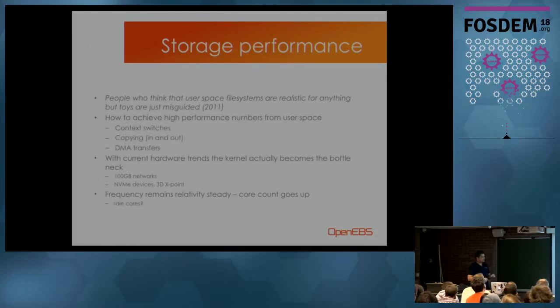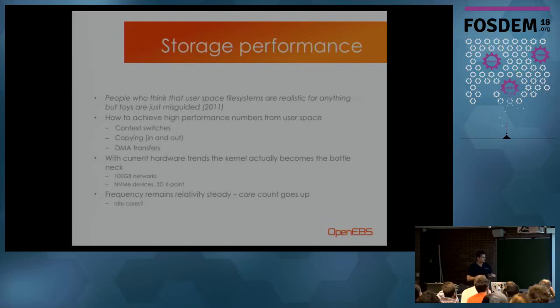Besides that, the kernel actually becomes a bottleneck, right? We are moving towards 100 gig network devices. If this is interrupt-driven, the kernel can't really make forward progress. It gets interrupted every time. And although Linux is very concurrent, there are still code paths that have to be sequential. So the kernel really can't keep up. Same thing goes for NVMe devices. And we're moving to 3D XPoint, so the problem only gets worse and worse.